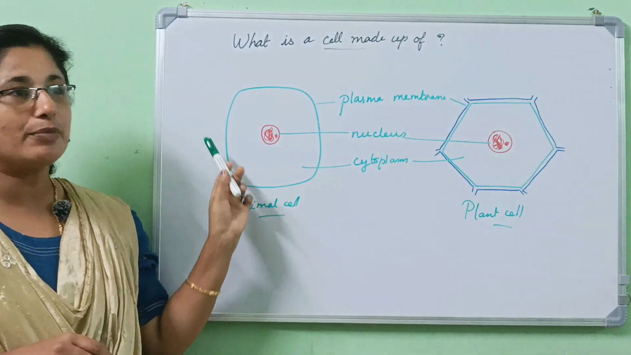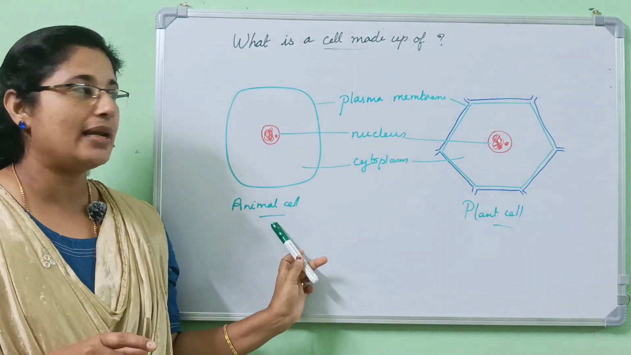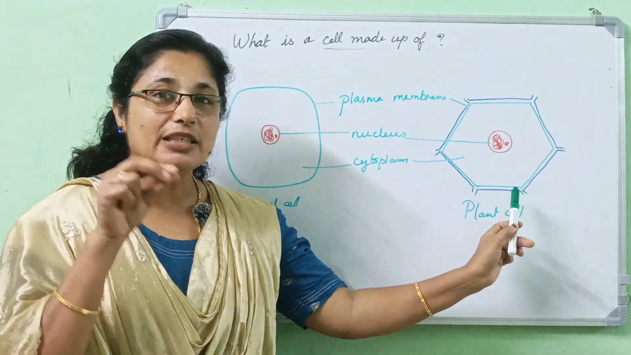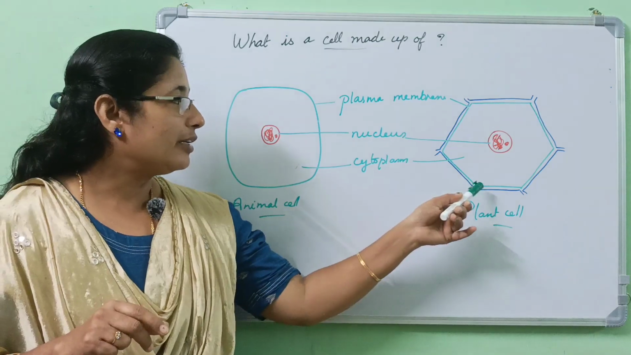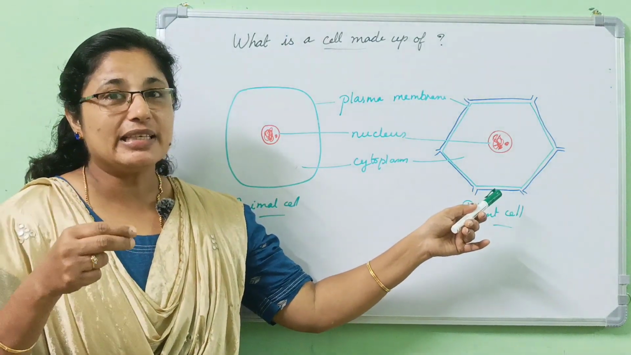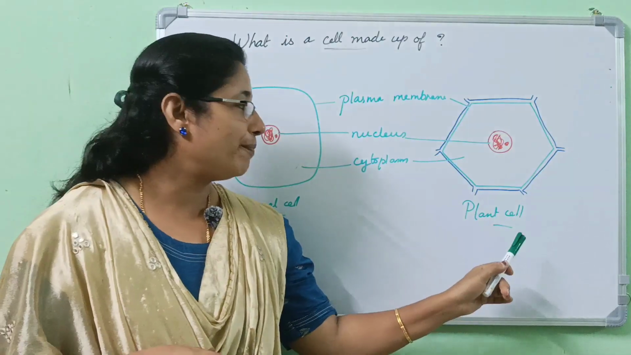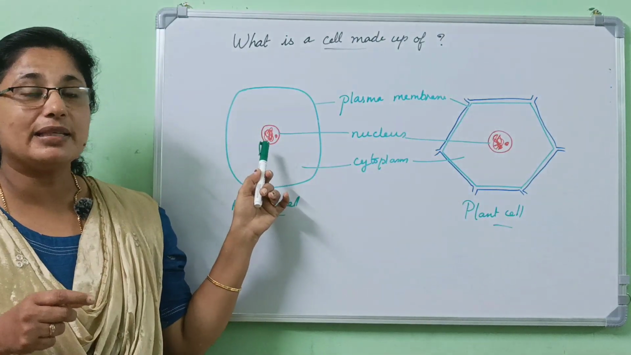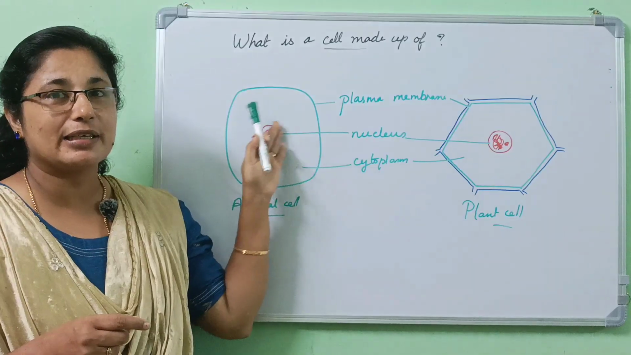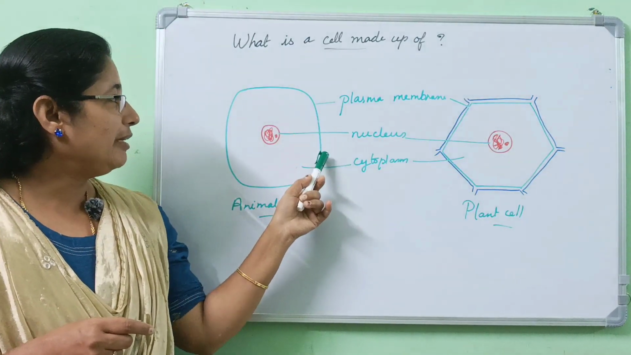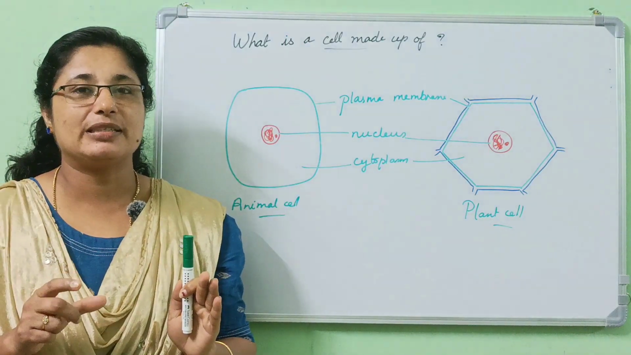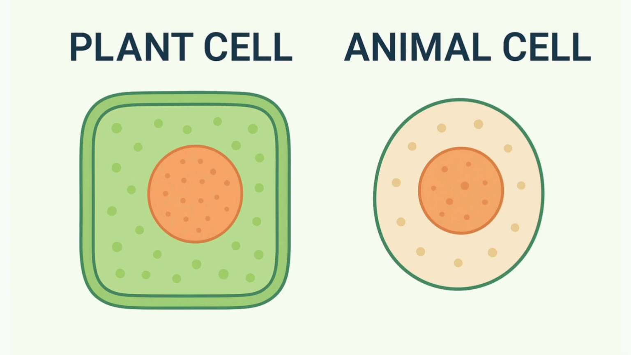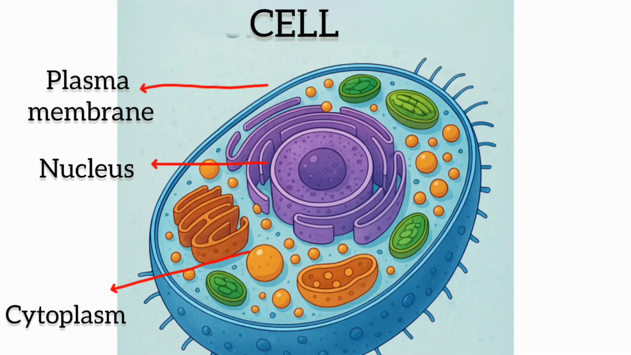The plasma membrane is the outermost boundary in the case of an animal cell, but in a plant cell it is seen just inner to the cell wall. In a plant cell, the outermost layer or boundary is the cell wall, and just beneath the cell wall you can see the plasma membrane. The nucleus is the controlling center of the cell, found in the central part of the cell as a round or oval shaped structure. The region between the plasma membrane and the nucleus is called the cytoplasm. It is a fluid-like structure, and you can see several tiny cell organelles in the cytoplasm.